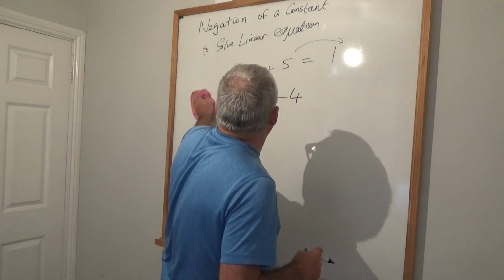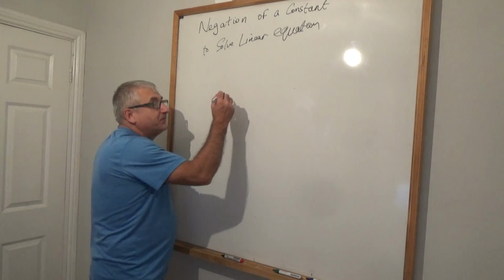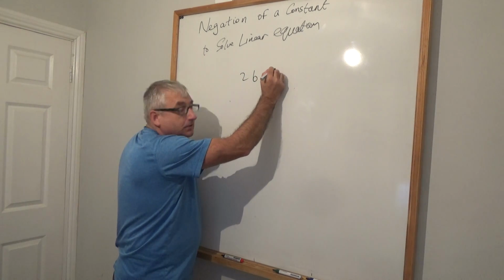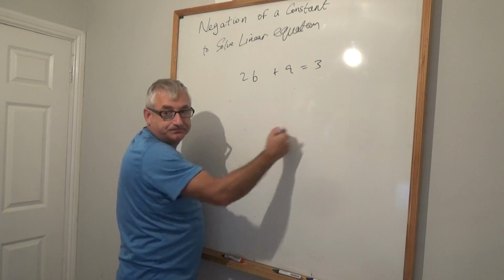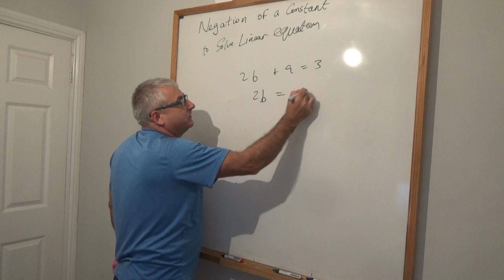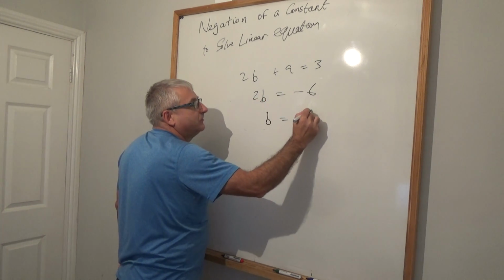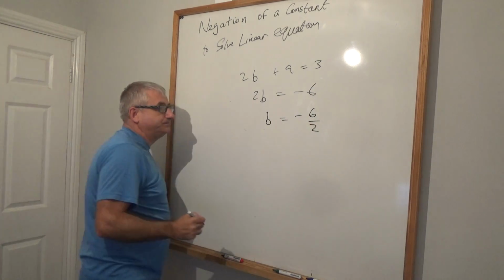Examples. Let's do more examples. Second one there, 2b plus 9 equals 3. I'm going to subtract the 9 first of all. 2b equals -6. Now I'm going to divide down by 2. b equals -6 over 2.